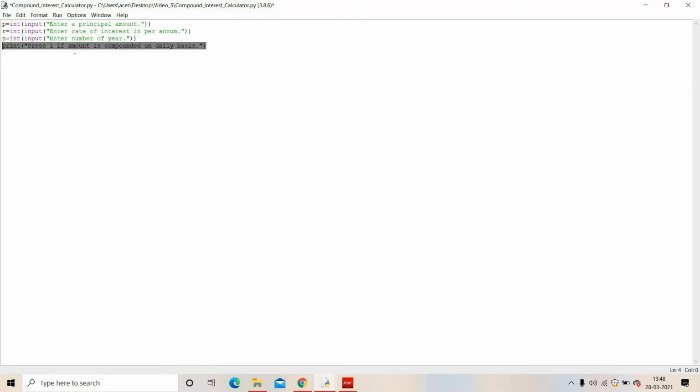This print statement will print this instruction that gives the user information that if he has to compound on a daily basis, then he has to press 1. Similarly, to compound on a weekly basis, he will press 2. For monthly, he will press 3, and so on.